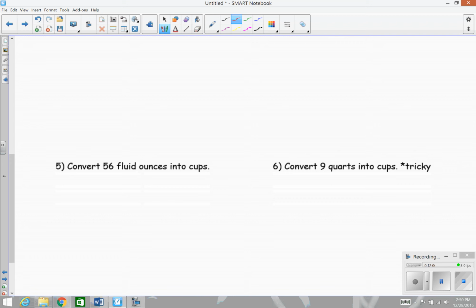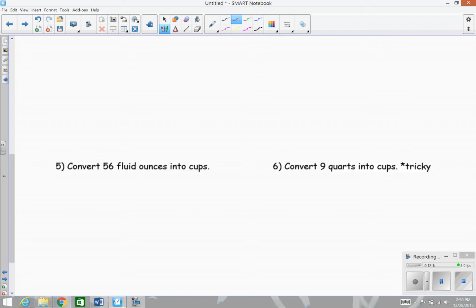And then number 6 is on your reference sheet, but it's a 2-step conversion. You're going to have to make a pit stop in between quarts and cups. There's no direct conversion. You'll have to go from quarts into something and from that something into cups.